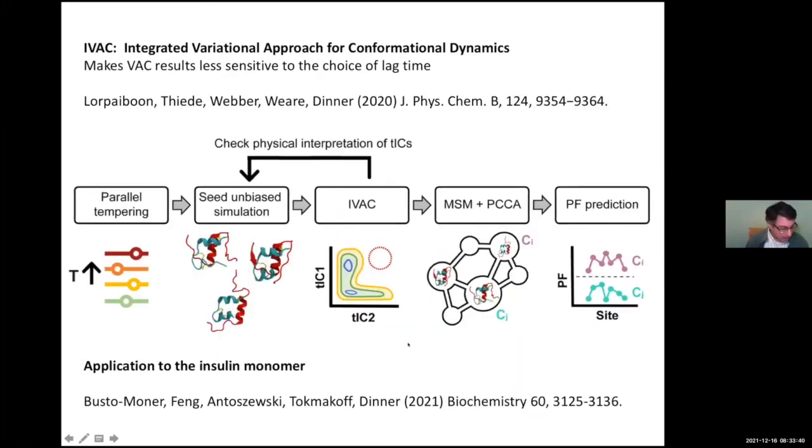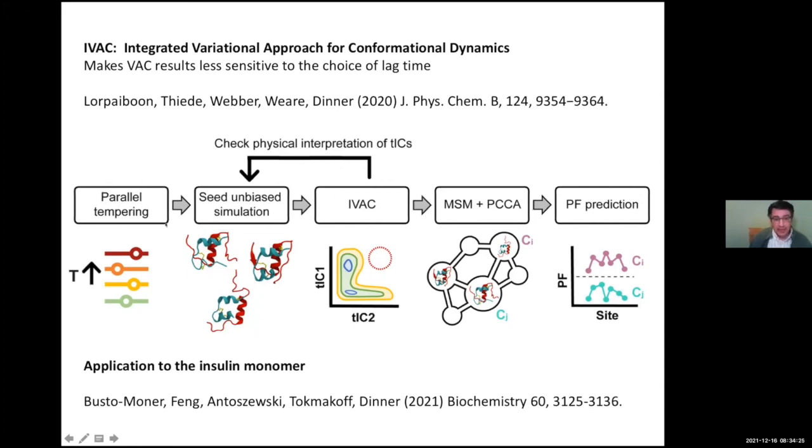I did want to make one advertisement before finishing up. Something I didn't have time to talk about is some work that we did looking at the so-called variational approach to conformational dynamics. That would include methods like TICA or VAMPnets. What we show in this upper paper is that those methods are very sensitive to the choice of lag time. We introduce a very simple fix, which is to integrate over the lag time, and we show that you maintain a variational principle.